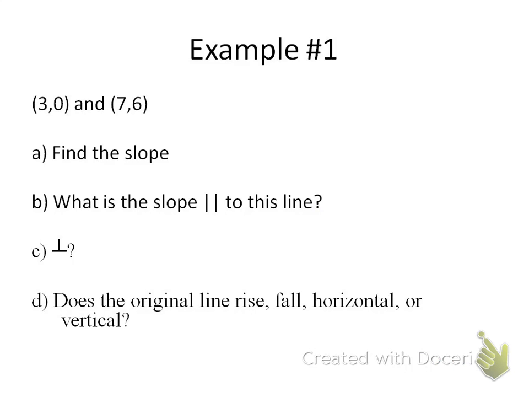So for this example, we're going to use those 2 points that they gave us. We're going to answer 4 questions about it. You have to go in order. You can't really do anything until you find A. So don't try to skip around on these. So before we start, let me remind you of the slope formula. We said slope is the change in y over the change in x.